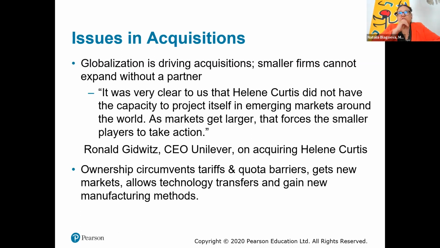Now, if we go for acquisition, so basically acquiring a whole other company, there are a number of issues. One of the reasons we see more and more acquisitions is because in today's globalized environment, it becomes more and more difficult for companies to compete on the global market by themselves. So very often they decide to join a bigger company, and in this way ensure their future. Also, such ownerships circumvent tariffs and quota barriers, because all of a sudden the company is a local company, so it falls under different regulations. So that's another reason why so many acquisitions have been happening.